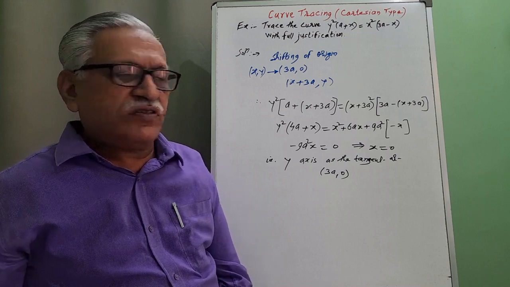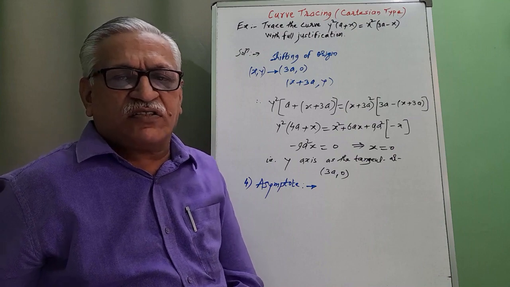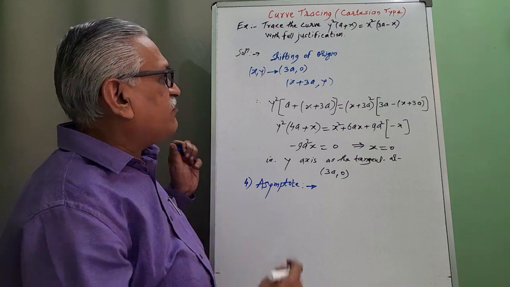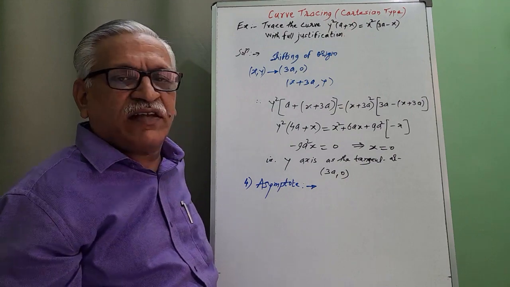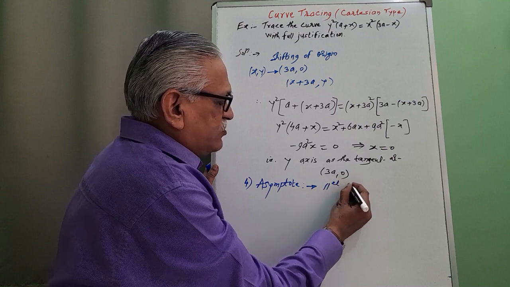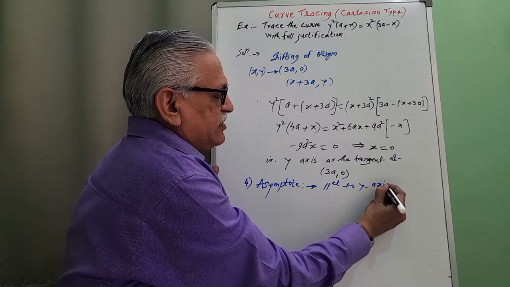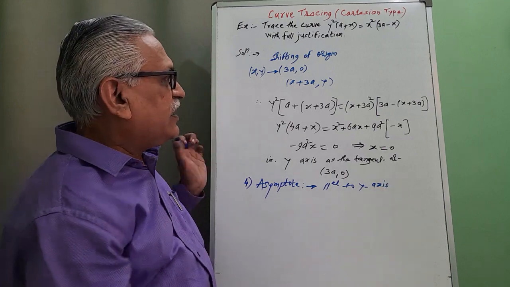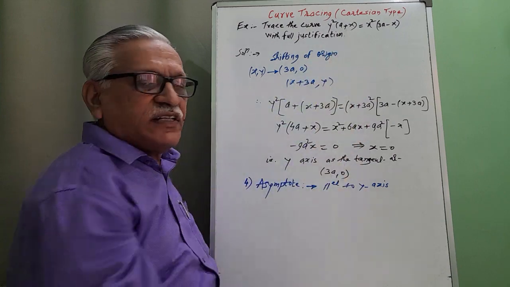Point number 4, asymptote, which is one type of line which becomes tangent to that curve at infinity. And if the curve is symmetrical to x-axis, we get asymptote parallel to y-axis. Therefore here we require to find asymptote parallel to y-axis as per the procedure or definition. And therefore to determine that asymptote parallel to y-axis, find the highest degree term in y.